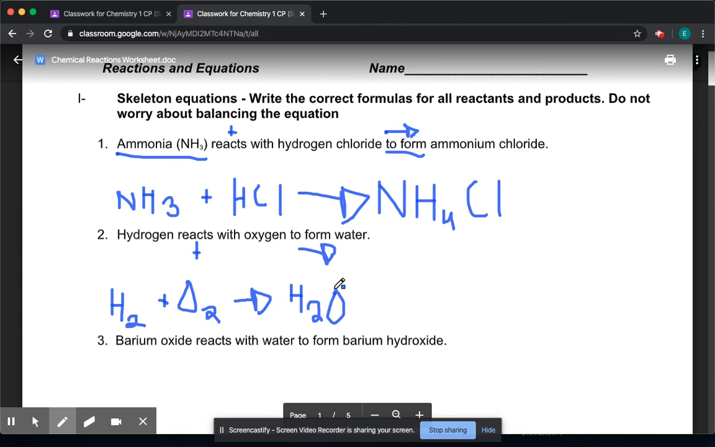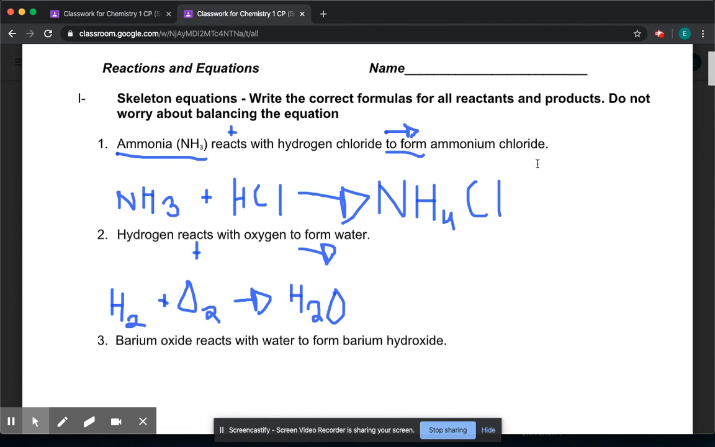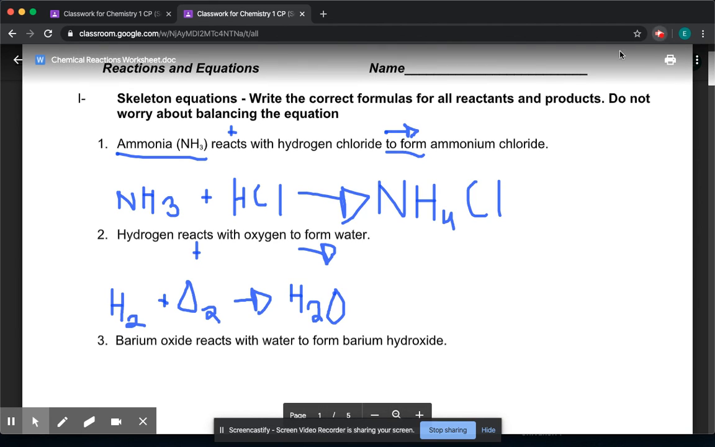The rest of them do the same thing. Just go from the word form to the equation form symbolically. That is where I want you to end up. If you have any questions, as always, feel free to reach out to me. You can help one another, and you can look up all the resources at your disposal. Best of luck.